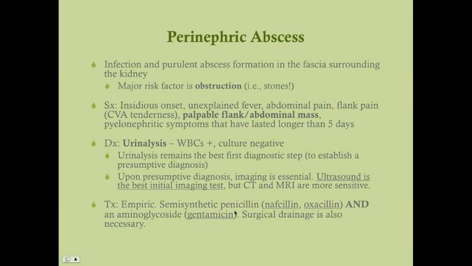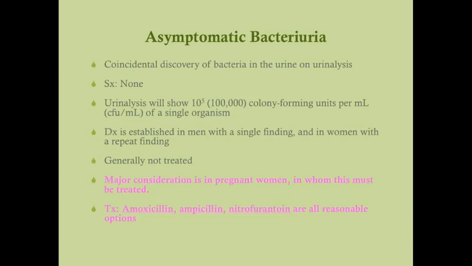Asymptomatic bacteriuria. So this is just a coincidental discovery of bacteria in the urine on urinalysis. Like its name, there are no symptoms. And what we see is that on urinalysis, you have greater than 100,000 colony-forming units per milliliter. So this will be a measurement that comes out in the urinalysis, and if it's greater than 10 to the fifth colony-forming units per milliliter of a single organism, then that's considered bacteriuria. And of course, if there's no symptoms, then it's asymptomatic bacteriuria.